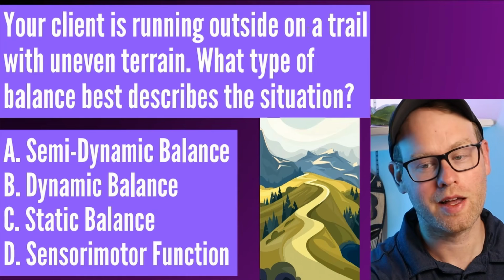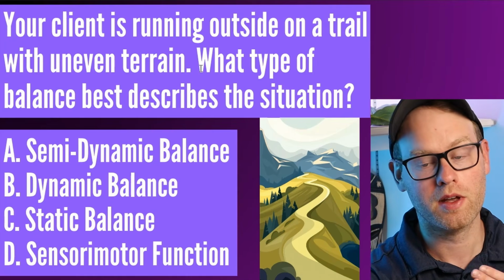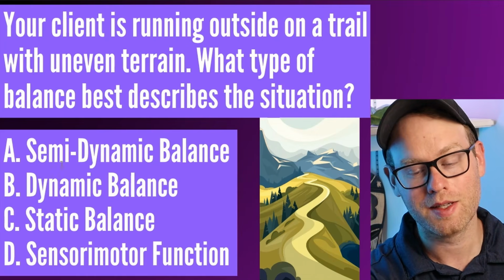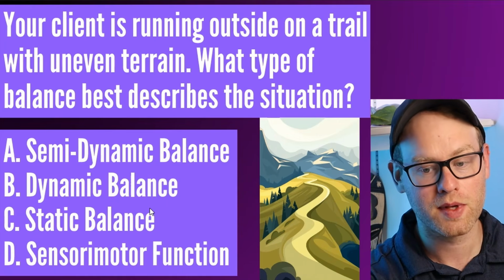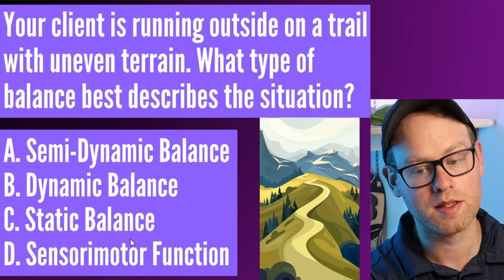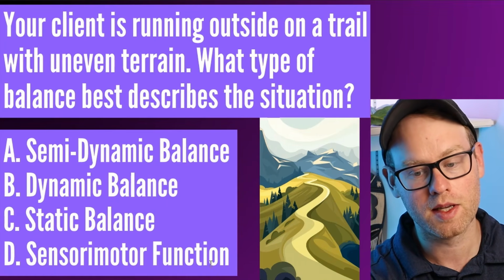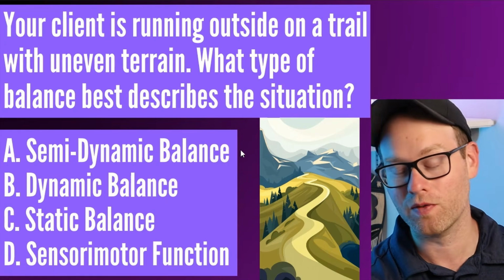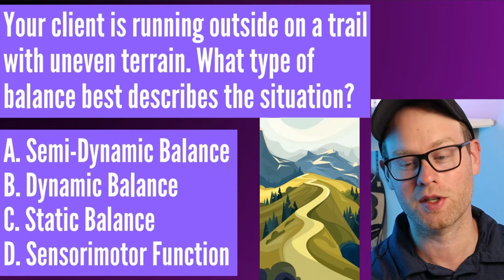Moving right along, your client is running outside on a trail with uneven terrain. What type of balance best describes this situation? Is it A, semi-dynamic balance, B, dynamic balance, C, static balance, or D, sensorimotor function? And this is just something that we didn't cover in that part 1 or part 2 video, so I figured it was good for us to go over it now.